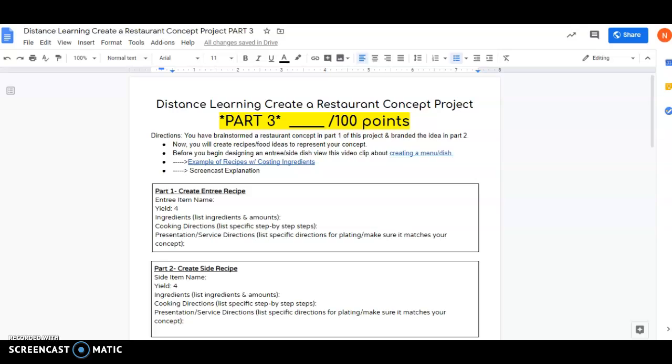And remember, if you started with a partner, you can continue doing this with a partner. So the objective of this screencast is to explain to you how to do this so you understand.